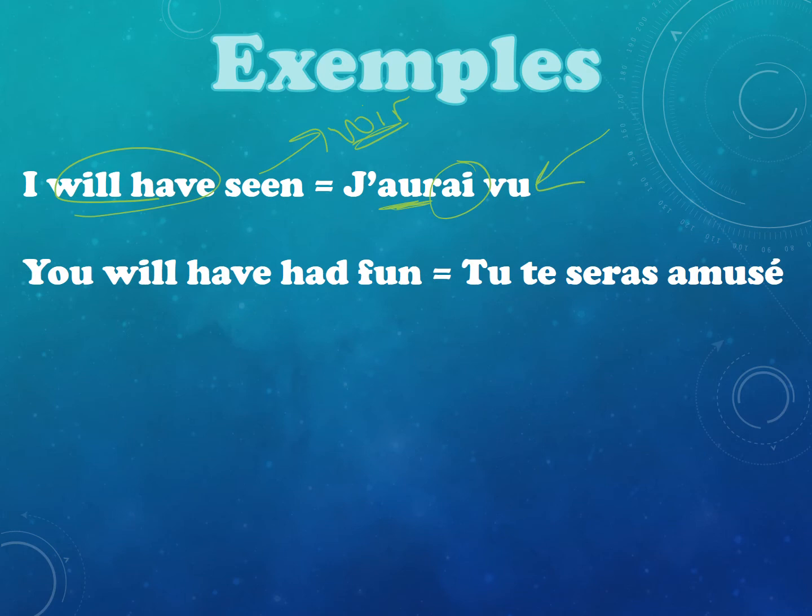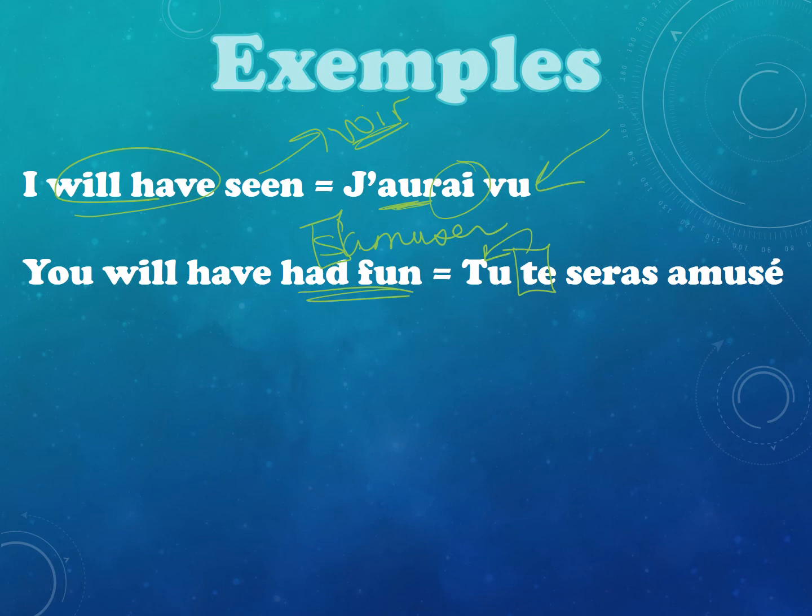You will have had fun. Tu te seras amusé. So here we're doing to have fun, which is s'amuser. And whenever you have a reflexive verb or a pronominal verb with the se in front, anytime you have one of those in a compound tense, it has a lot of different elements. So the first thing you deal with is the se. I have to make it match tu. If it were je, it would be me. If it were nous, it would be nous. Doesn't matter. You have to make it match.